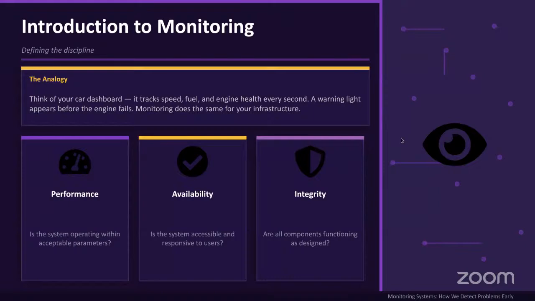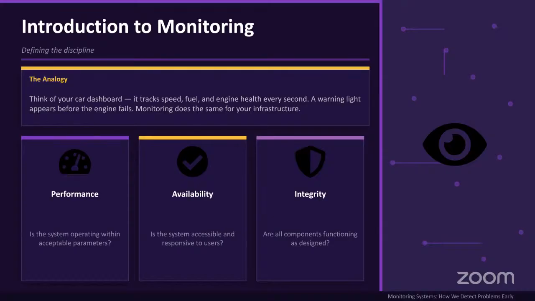Introduction to monitoring. Monitoring simply means watching a system continuously. So the goal is to detect problems before users notice them. A simple example is your car dashboard. If something is wrong, you get a warning early, so you don't wait for the engine to fail. Monitoring works that same way.